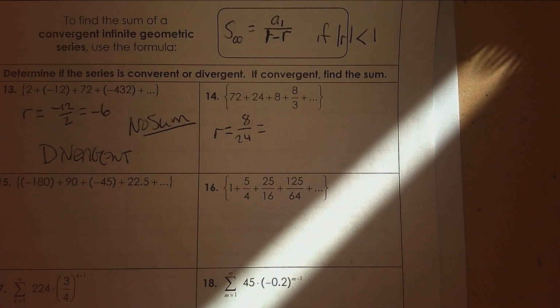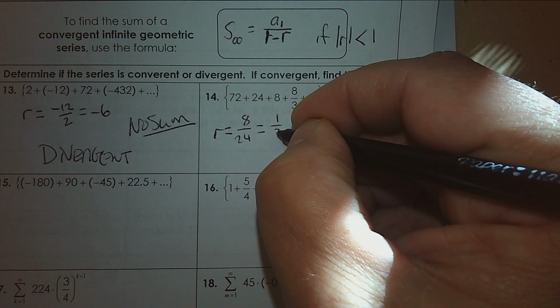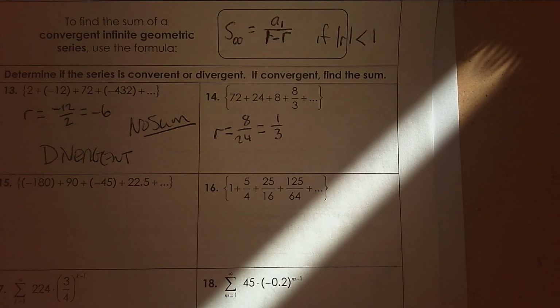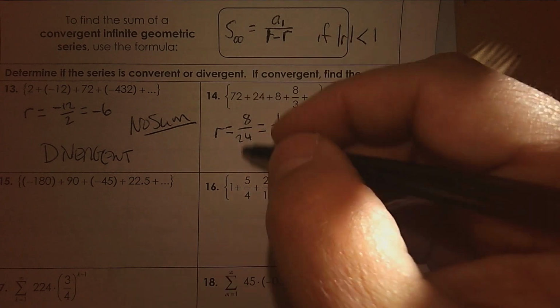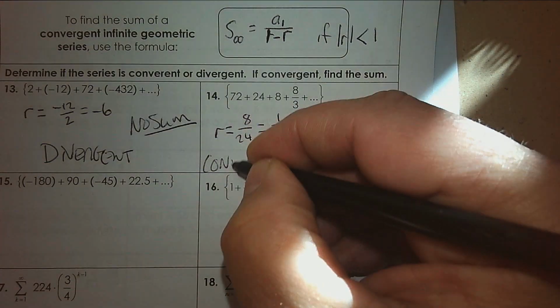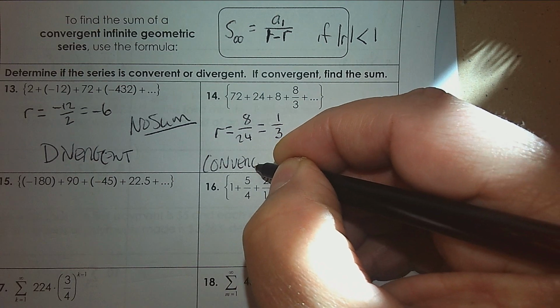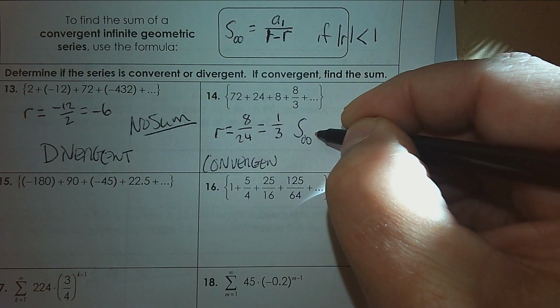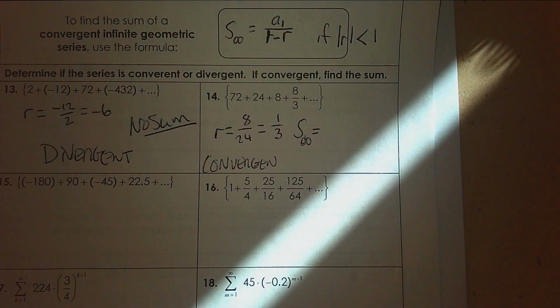8 over 24 is a fancy way of just saying what number? The absolute value of 1/3, which is 1/3. Is that less than 1? Does this diverge or converge? So this one is convergent. Does that mean there's an answer here? Yes. So how do I find the sum? An infinite sum, or the infinite number of terms.